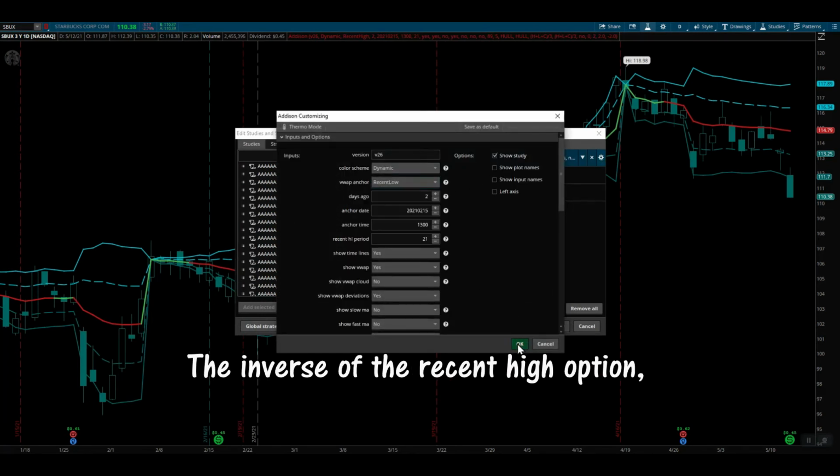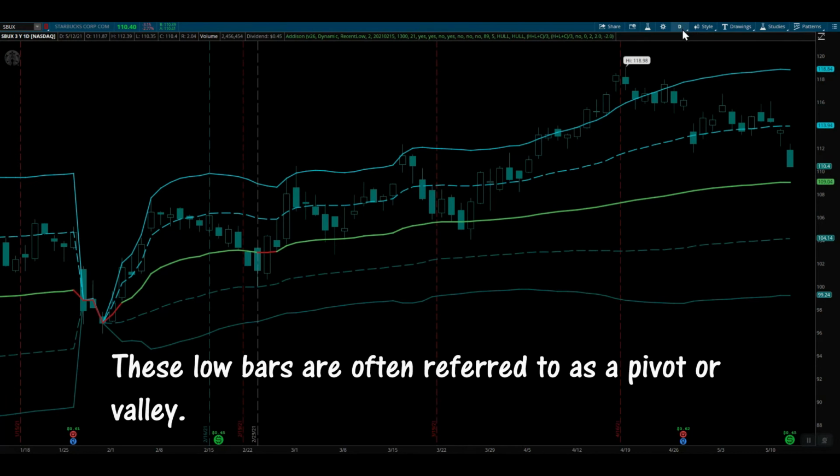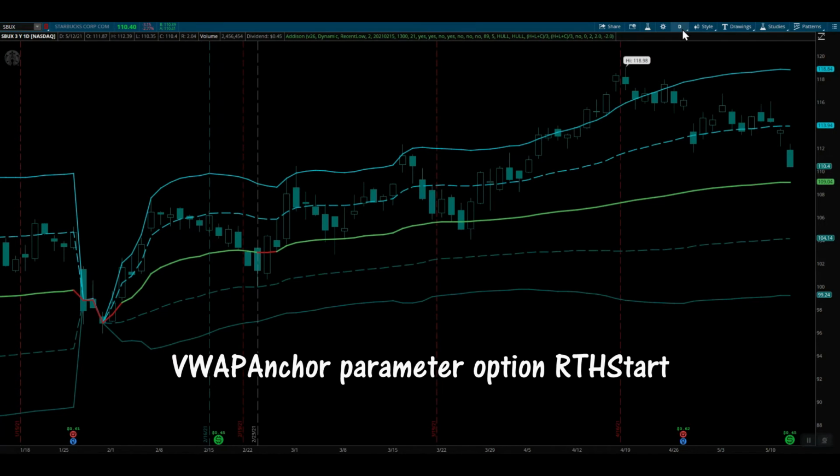The inverse of the recent high option, this one anchors to the bar with the lowest price reached within the recent HL period number of bars. These low bars are often referred to as a pivot or valley.